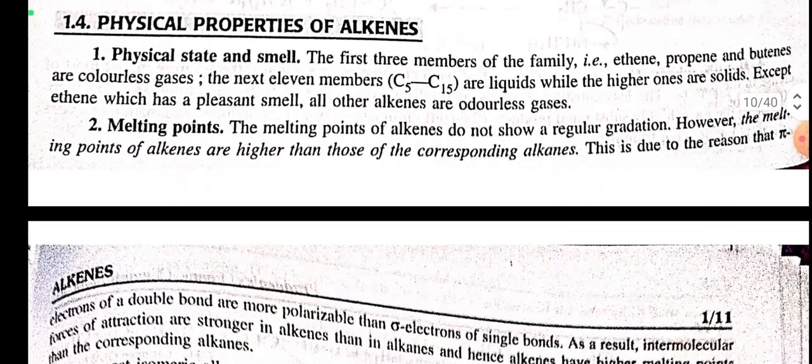Physical properties of alkenes. Physical state and smell. The first three members of the family, ethene, propene, and butenes, are colorless gases. The next 11 members are liquids, while the higher ones are solids. Except ethene, which has a pleasant smell, all other alkenes are odorless.